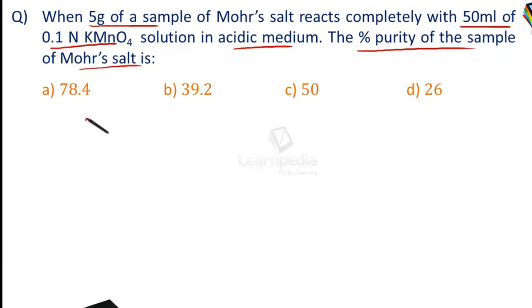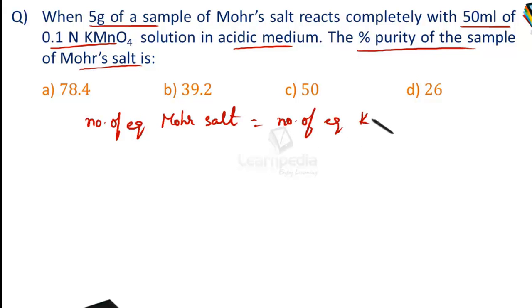Definitely in this one also, the number of equivalents of the Mohr's salt should be equal to the number of equivalents of this potassium permanganate solution. So for Mohr's salt, when mass is given, how will we calculate the number of equivalents? It is nothing but weight upon gram equivalent weight. Then when volume and normality are given, how will we calculate the number of equivalents? It is nothing but normality into volume in liters. That is equal to the number of equivalents.